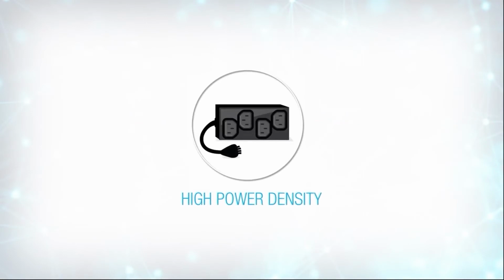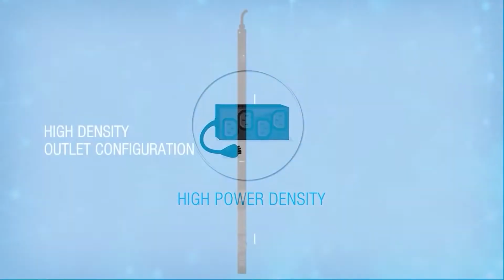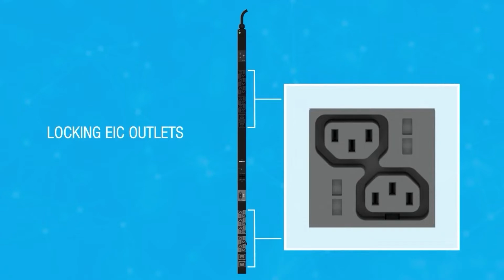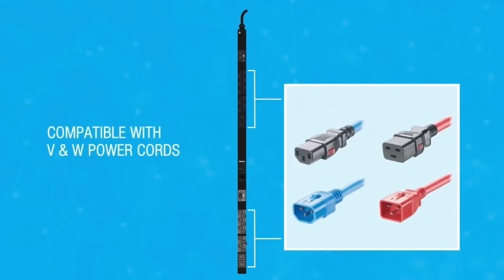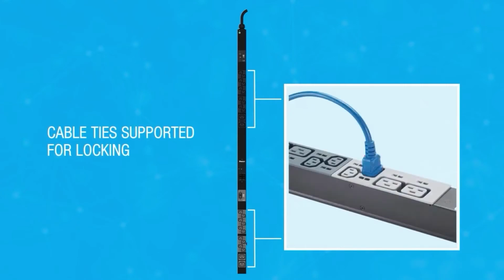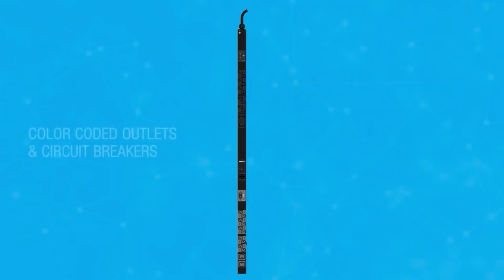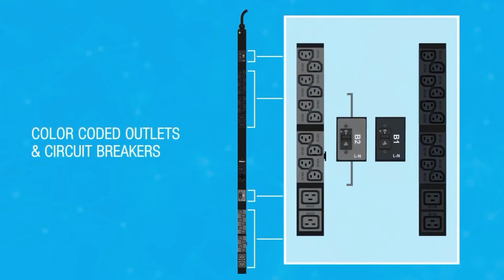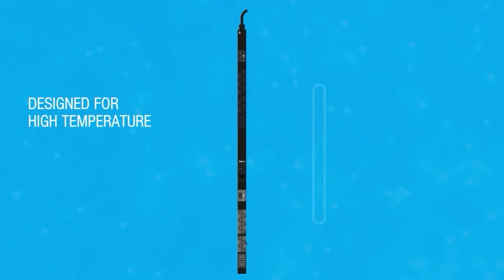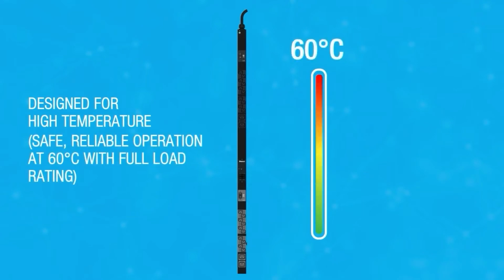The G5 PDU's high-density outlet configuration maximizes space usage within the cabinet. The locking outlets provide additional stability and reduce the chances of an accidental unplugging. Provisions have been built into the PDU to attach cable ties for additional security. And color-coded outlets and circuit breakers provide clarity into your setup. The G5 PDUs are designed to be safe and reliable even in high-temperature situations with a full power load.